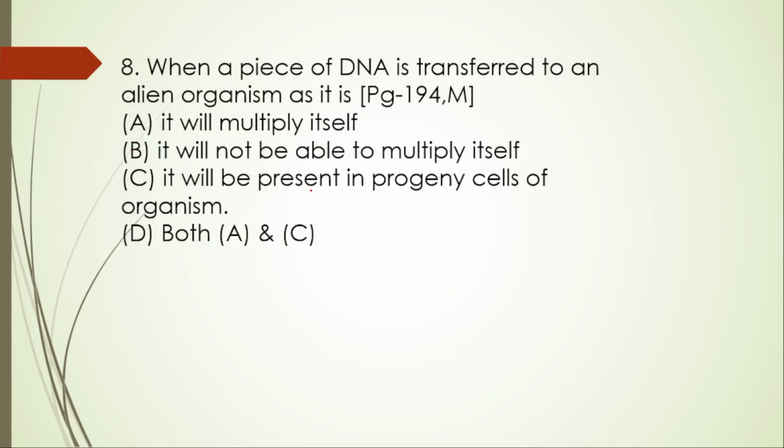When a piece of DNA is transferred to an alien organism as it is, A, it will multiply itself, B, it will not be able to multiply itself, C, it will be present in progeny cells of the organisms, and D, both A and C. So here the right option is B, because it will not be able to multiply itself. That's what happens when a piece of DNA is transferred to an alien organism, because of the lack of an origin of replication.